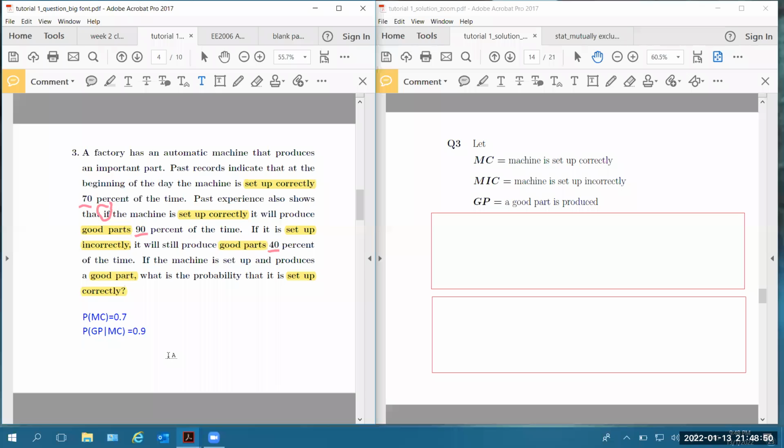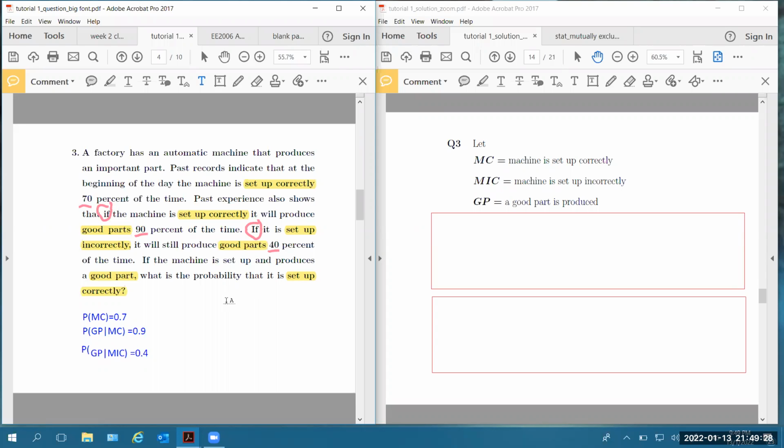Next sentence, where is it? If it is set up incorrectly. Can you see another "if"? So now is a condition that the machine is set up incorrectly. It will still produce good parts 40% of the time. So this one is good parts, given what? Machine set up incorrectly, given MIC. And this is 0.4. Is it okay?